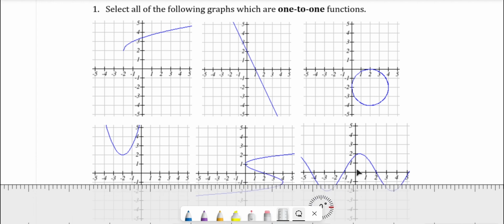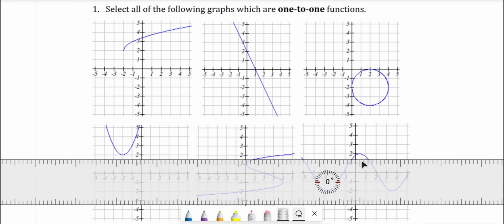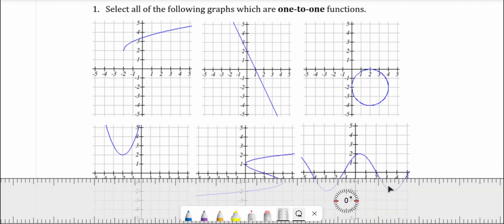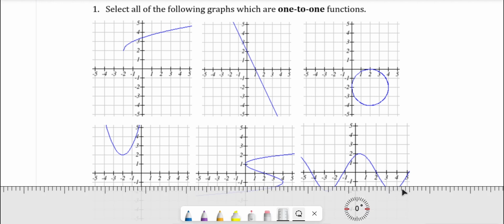And here we have this wiggly function. When I pass it below a peak, it's hitting it in these two spots, or near a valley, it's hitting it in these two spots.